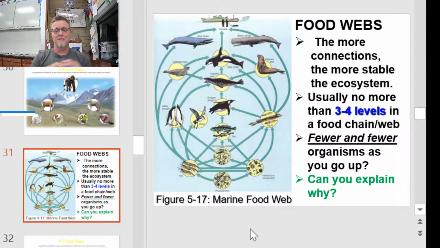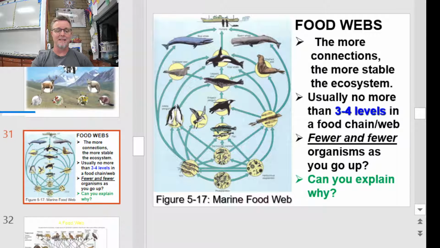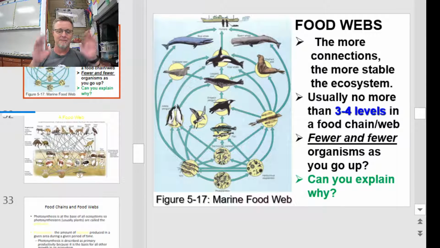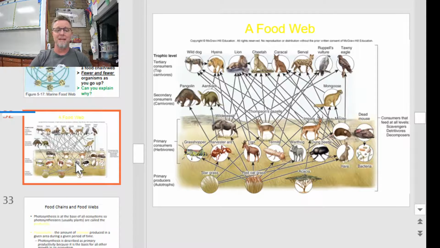A food web has lots and lots of connections in it. The more connections they have, the more stable they become. Regardless of the connections, they usually don't have any more than 3 to 4 levels. After that fourth trophic level, there's not enough energy left being transferred from one level to the next to support any life. So that's why they die out after that fourth level. And these food webs could get crazy complicated. Like, look at this one.